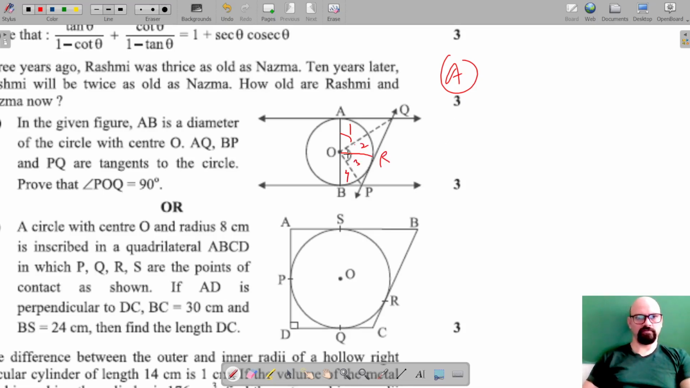So we have to show that angle POQ is equal to 90 degrees. This is what we have to show. So what we have done is we have joined O to R, and now we are going to give the proof for this.